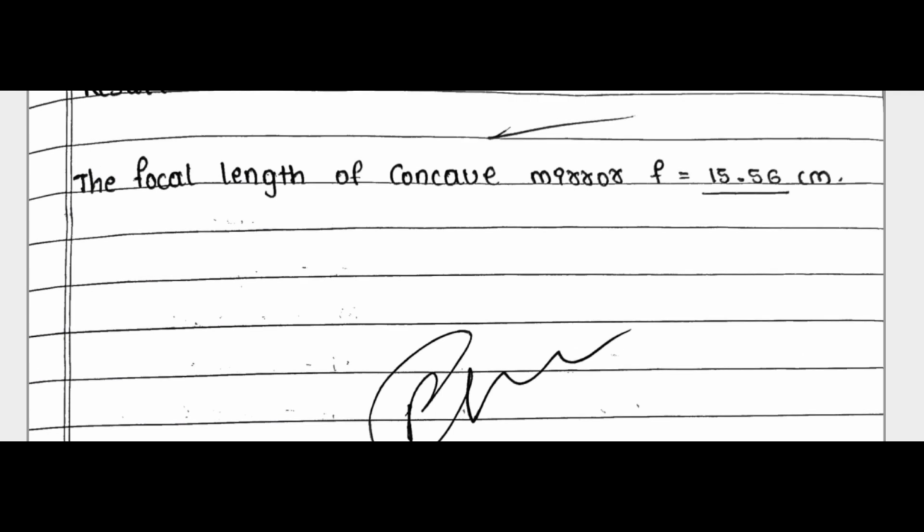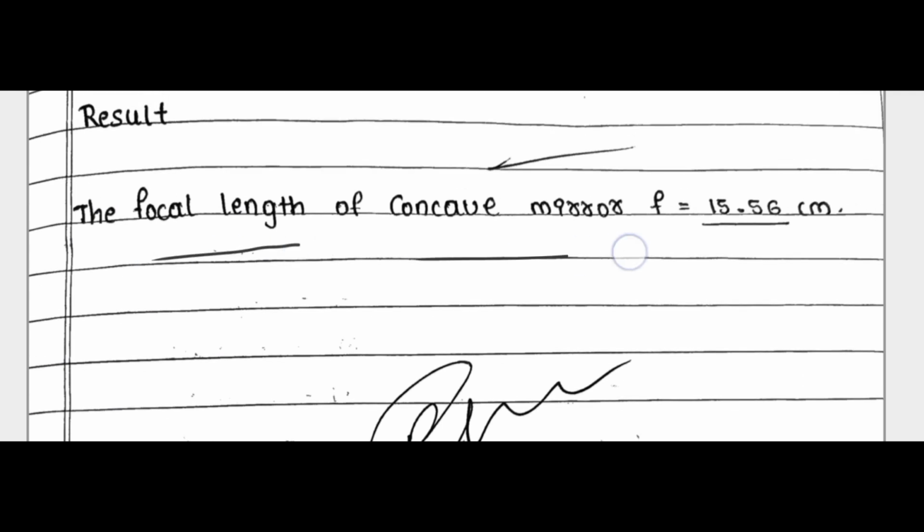Next, the final part is the result of the experiment. Here, the focal length of the concave mirror is f equal to 15.56 centimeter. Your answer should be equal or nearly equal to the approximate focal length. In this experiment we took the approximate focal length as 17 centimeter, and the answer is near to 17 centimeter, that is 15.56 centimeter. Okay, thank you.